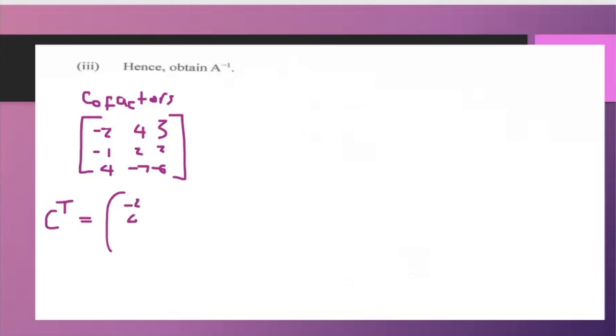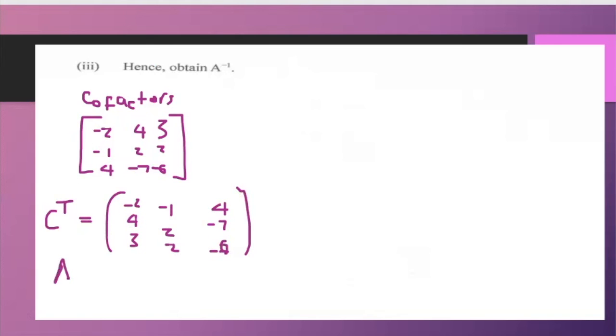Minus 2, 4, 3 will now become a column. And then minus 1, 2, minus 1, 2, and 2. Then I have 4, negative 7, and minus 6. So this is the transpose, and it's also the adjoint.